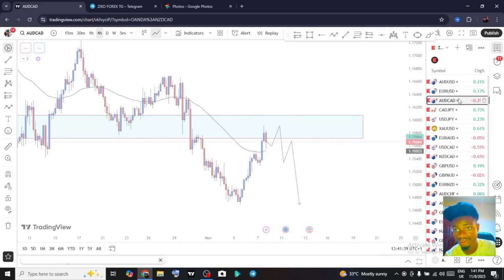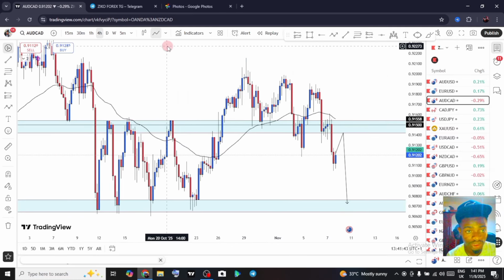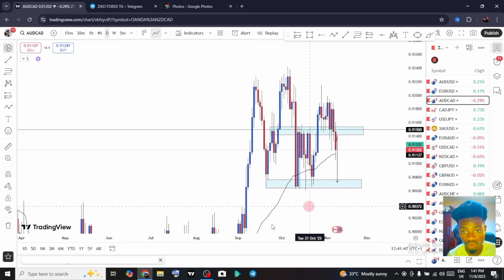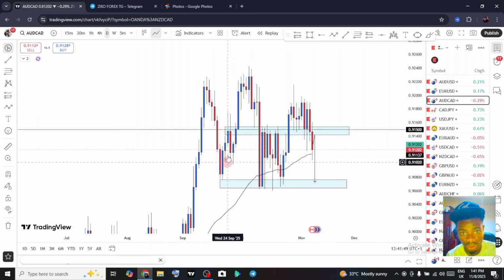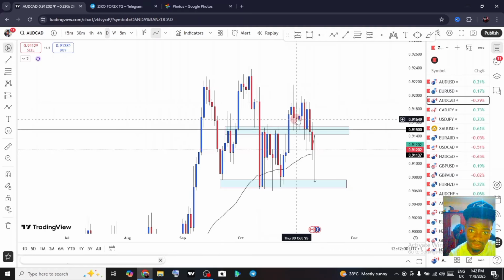The third pair is AUD CAD. Now this is one of my favorite pairs this week, right? So let's see what I was looking for. What I was looking for here is very simple. The daily time frame is actually bearish, right? This right here is the lower low, and this is the lower high. Price has come around that area and is deciding to be bearish right now.